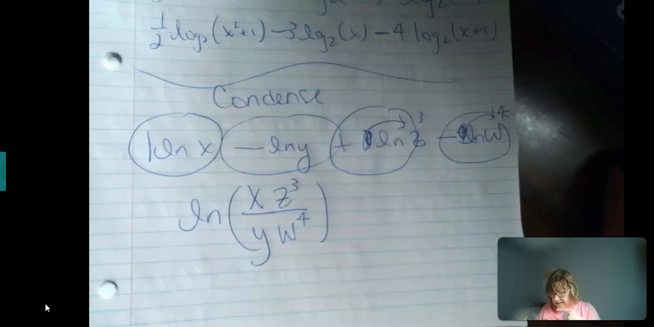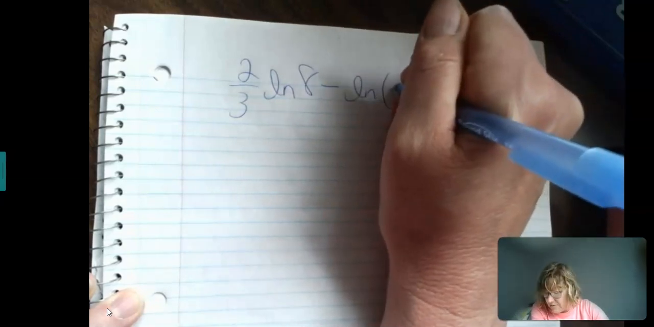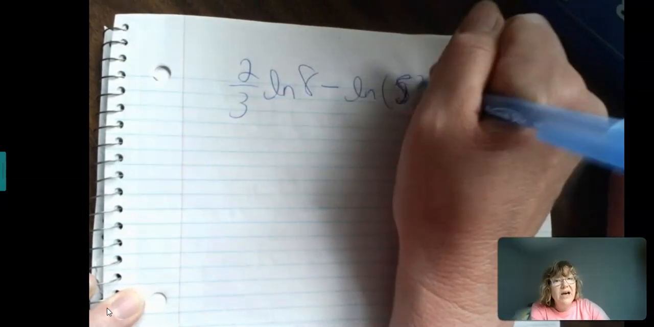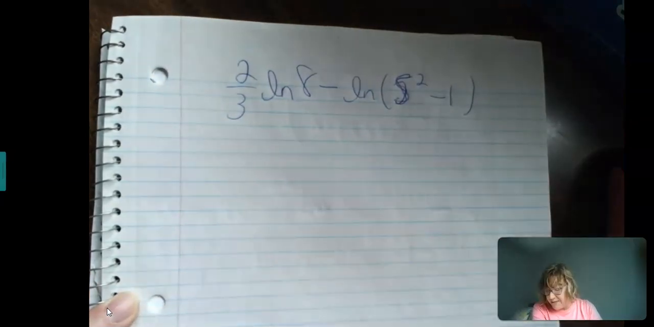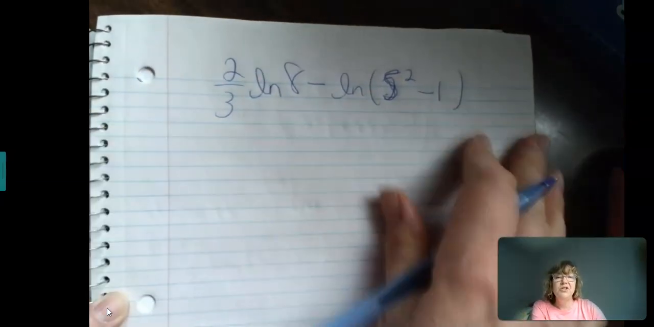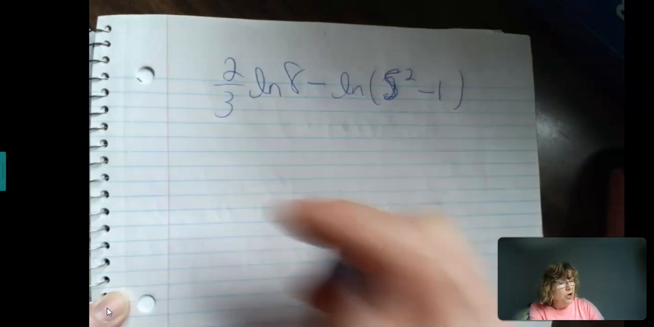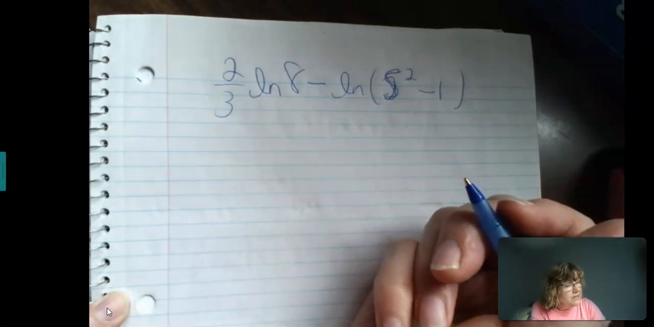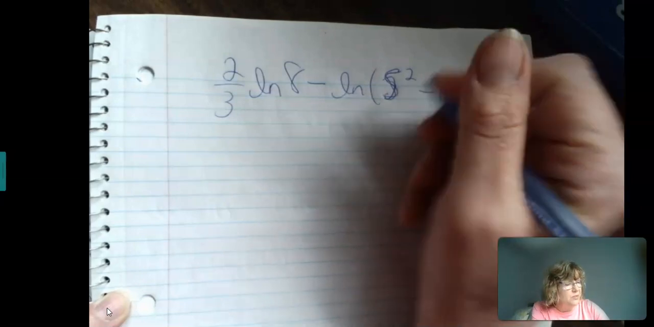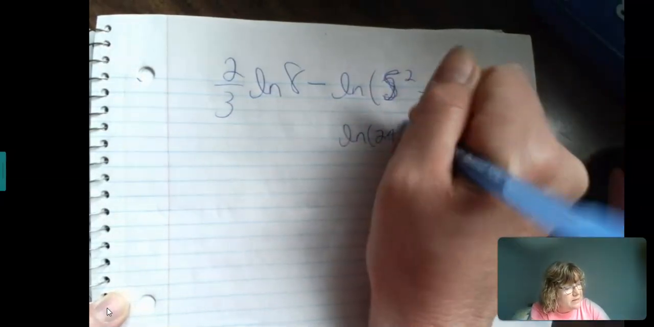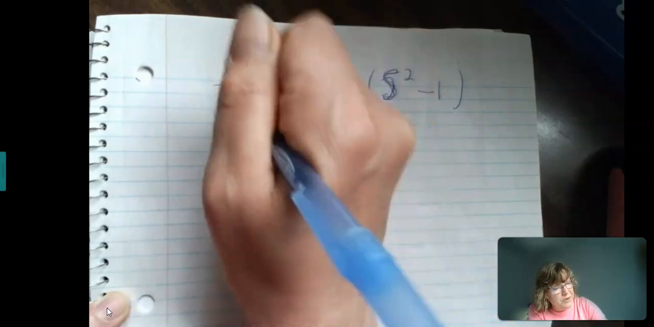Okay. Sometimes we can do these with numbers condensed, where you don't need a calculator. So say I give you 2/3 natural log 8 minus natural log of, let's say, 5 squared minus 1. I think that's right. Yep. And it might say solve without a calculator. So I can do all of this in one. 25 minus 1 is 24, so I'll rewrite that. And then let's bring this exponent back in, so I'm going to bring that 2/3 up there.